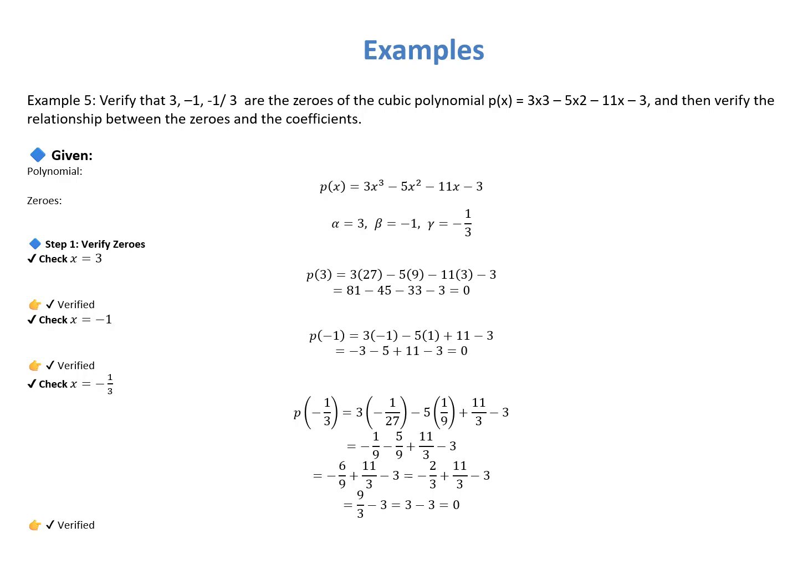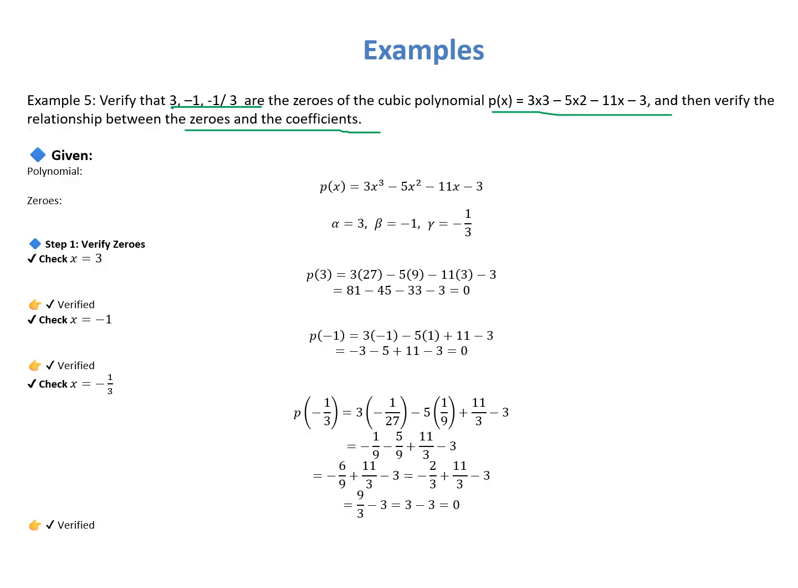So we have values, three zeros are given to us: 3, minus 1 and minus 1 by 3 are the three zeros of a cubic polynomial. And then verify the relationship between the zeros and the coefficients. So this is the same example, but now we have a cubic polynomial rather than a quadratic polynomial.